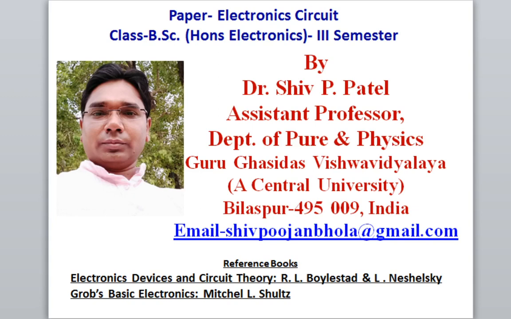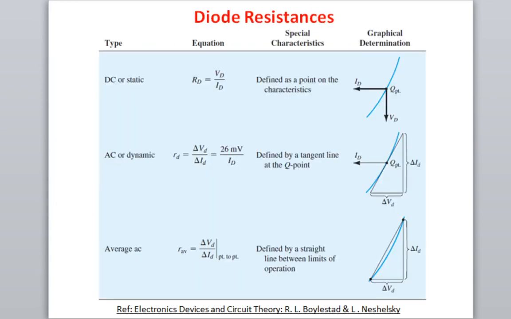Then I explained different types of resistance in a diode. First I explained DC or static resistance, then AC or dynamic resistance, and third the average AC resistance of the diode. For DC or static resistance, if you draw the characteristics curve and take a Q point on that curve, then take the corresponding voltage value and corresponding current value, and divide this voltage by the current, what you get is the DC or static resistance.